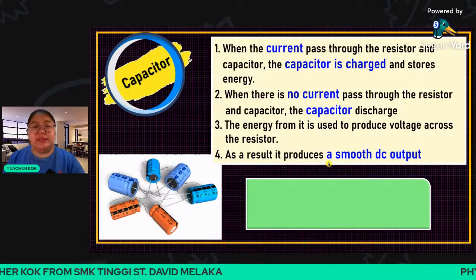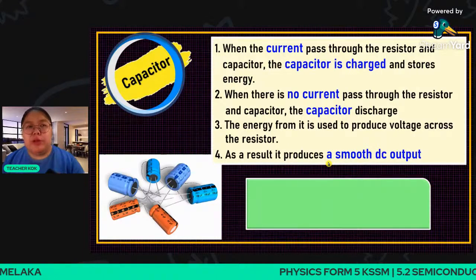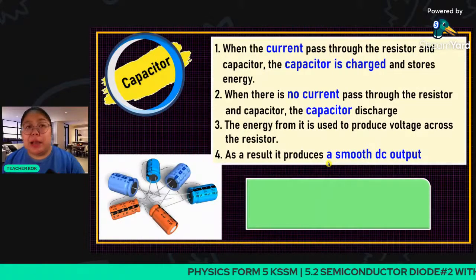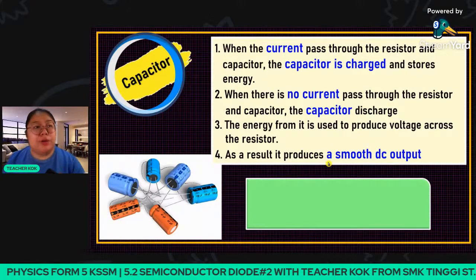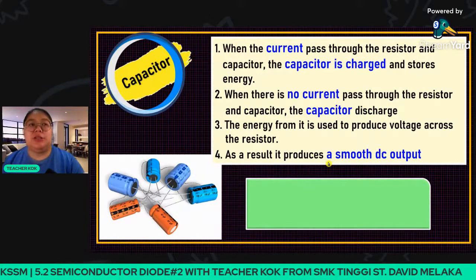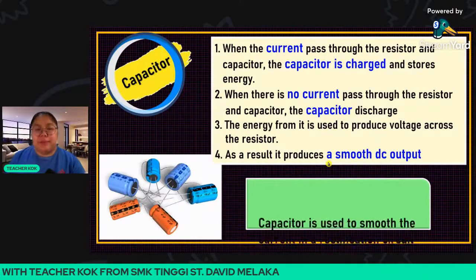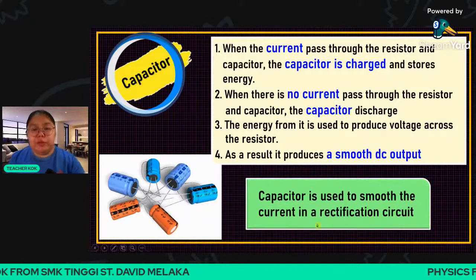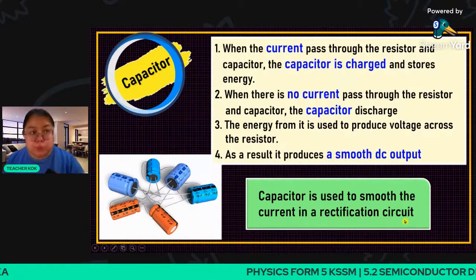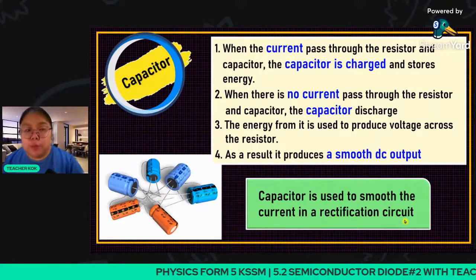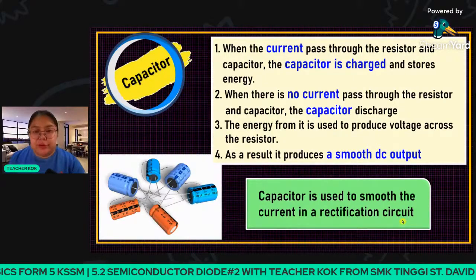Just now we found the second cycle is nothing, right? There's an empty gap. But when you put in the capacitor, it can make it smooth. So although there's a reverse bias, they still can produce a little bit of charge. So this one we call the capacitor. The actual function of the capacitor is to smooth the current in the rectification circuit. When it becomes smooth, the graph drawing is different. Now we see the graph, what's the difference?